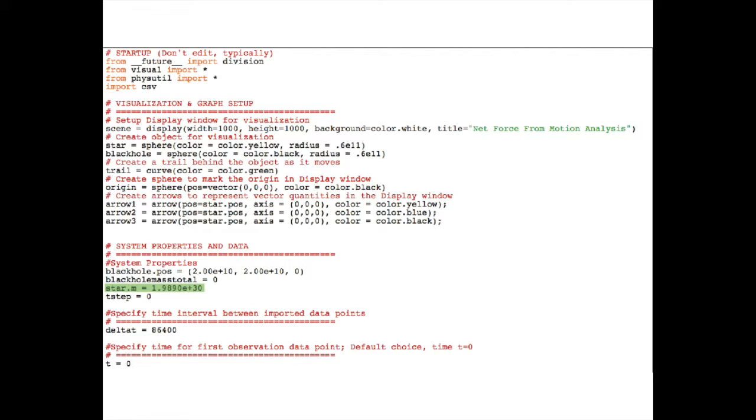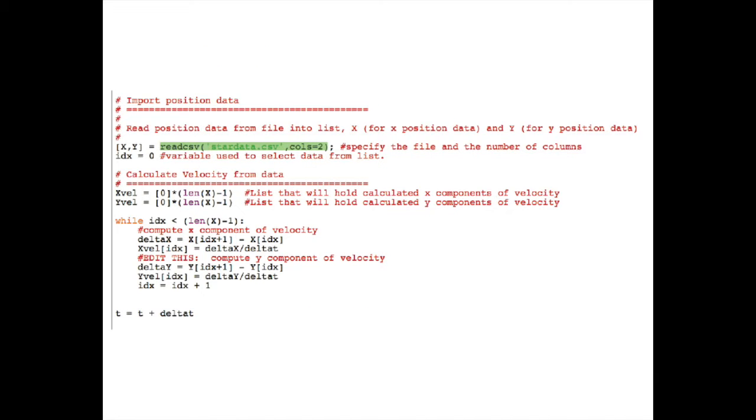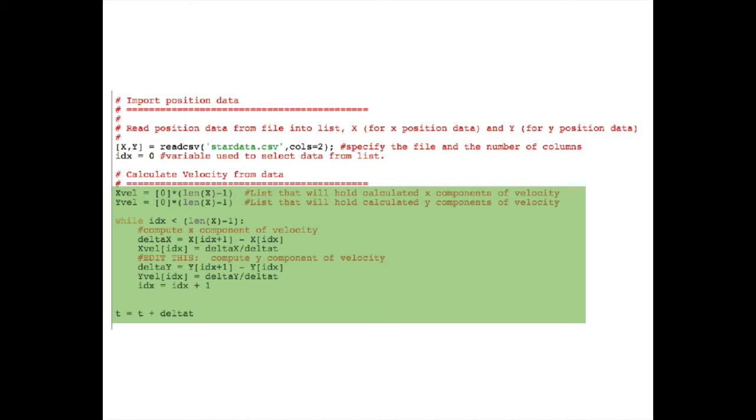Next, I took some initial data components from WebAssign and plugged them into the VPython code. This included a mass of the star of 1.9890 e to the 30 kilograms, the position of the black hole, and delta t, which was 86,400 seconds, or 1 Earth day. After the initial data inputs, you can see here where the code imports the stardata.csv file with the star's location over time. In the first while loop of the code, the velocity of the star is calculated during each time step as it travels around the black hole.